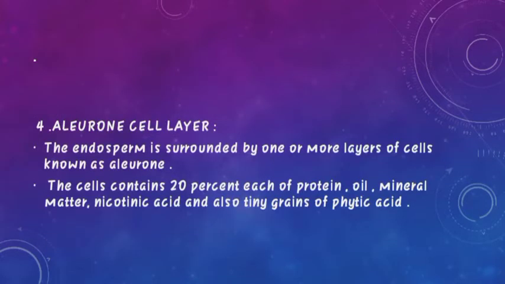Next is the aleurone cell layer. The endosperm is surrounded by one or more layers of cells known as the aleurone. Now, the cell contains 20% each of protein, oil, mineral matter, nicotinic acid, and also tiny grains of phytic acid.